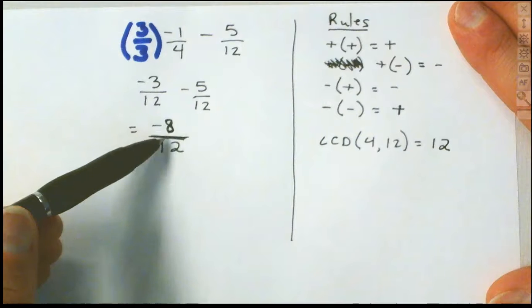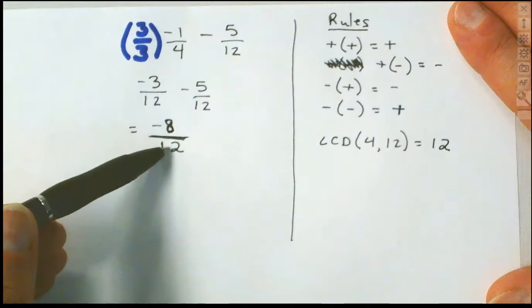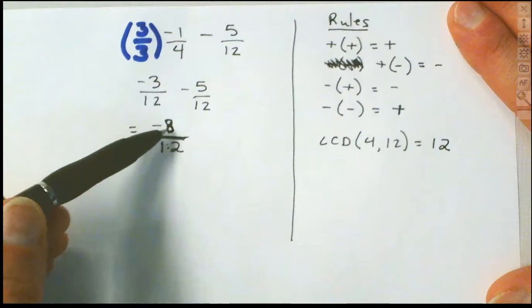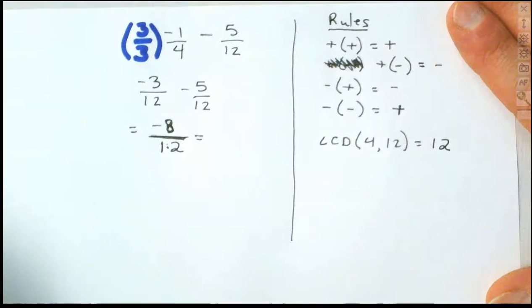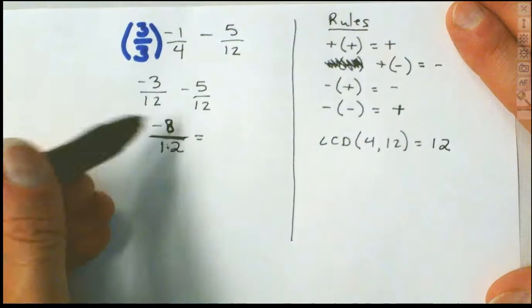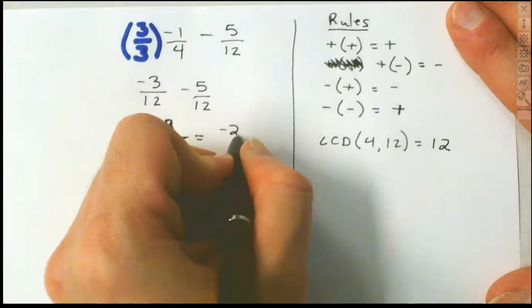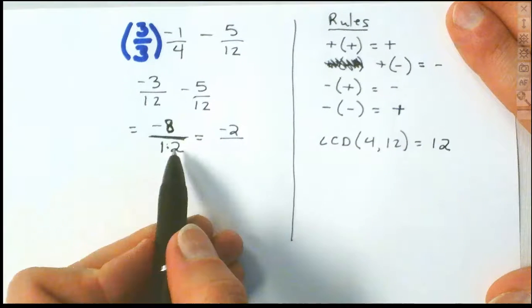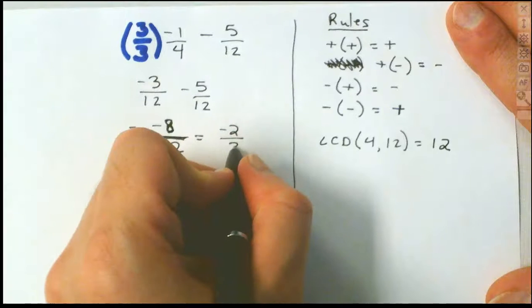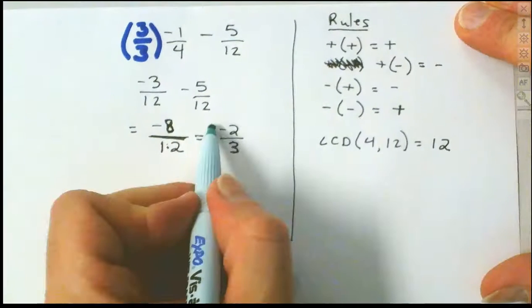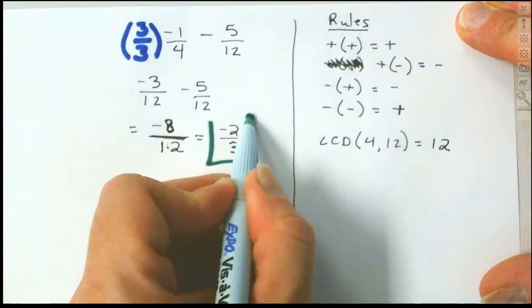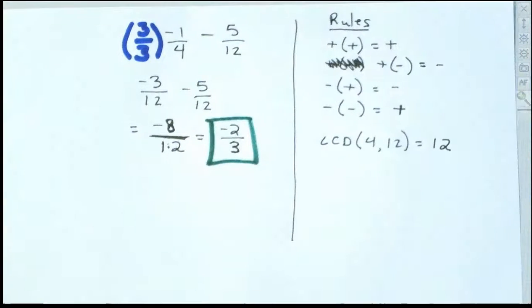So when we get to this step, we have an 8 and we have a 12. These both have a 4 in common, so we can reduce it down by a factor of 4. So if we reduce it down by a factor of 4, then we get a minus 2, and 12 divided by 4 makes it a 3. So that would come out to then be a minus 2/3 as your final answer. And you want to reduce them down if they reduce.